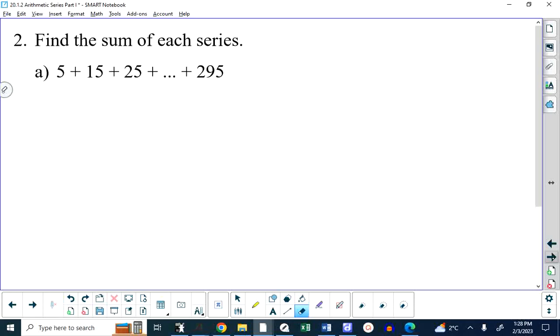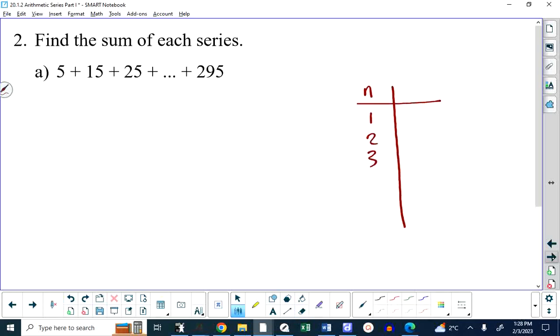But this turns into a question that was on your quiz yesterday or questions that we've done before. Thinking of this tabularly, when n is 1, you get 5 for a term. When n is 2, you get 15. When n is 3, you get 25. If we can figure out what value of n gives 295, then we will know how many terms there are, because 295 is the last term.